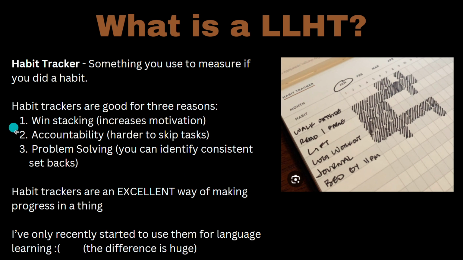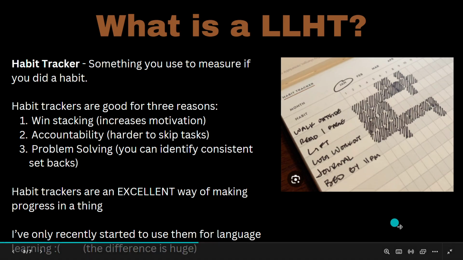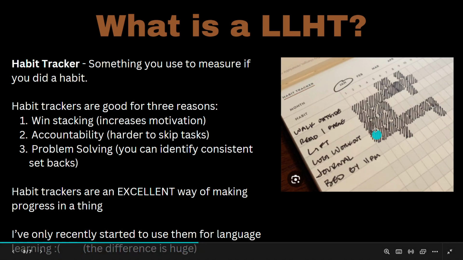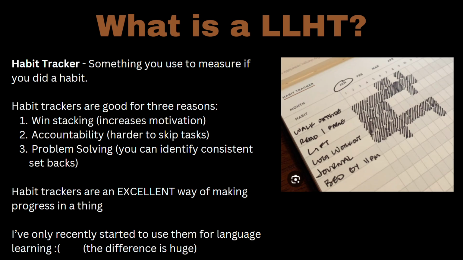So number 1, win stacking. Win stacking is basically when you have a win, for example, you say you're going to study a language at this time, and you can tick it off the habit tracker because you've done it. That does actually increase your motivation. When you say you're going to do something and you go through with it, it's a thing called self-integrity, and that does kind of up your frequency a bit and make you want to keep going.